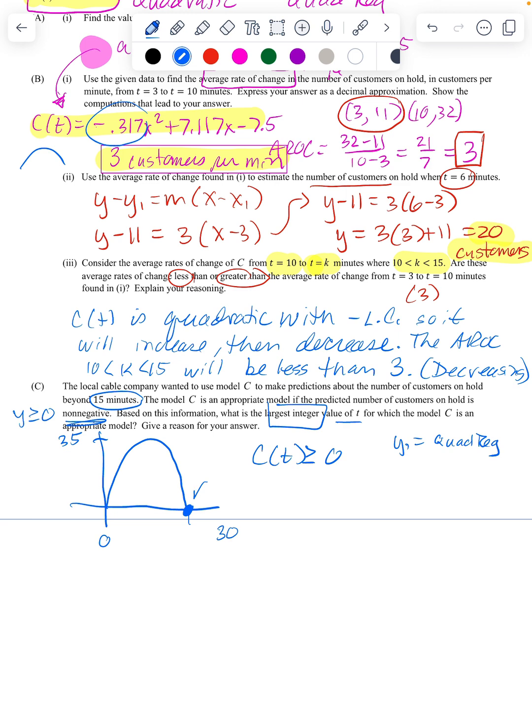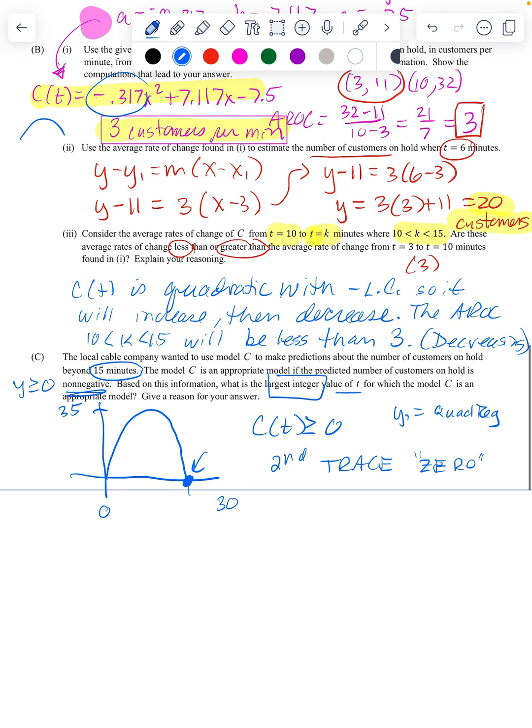And then what I'm going to do is find the value of that number. So I went to second, trace, that's where I find max, min, and it's also where I find 0. And so I've used my second trace zero steps, and when I did, I found out that 21.36 was where it hit 0. So 21 minutes would be the maximum number of whole minutes for which this is an appropriate model, because it says largest integer, so you can't use a decimal. So you want to pay attention to all those words as you go.